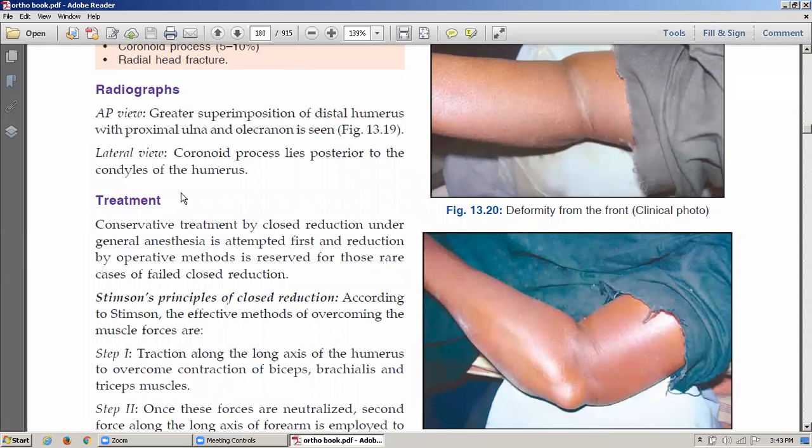So on radiograph, the AP view shows a greater superimposition of the distal humerus, the proximal ulna and the olecranon. And in the lateral view, the coronoid process lies posterior to the condyles of the humerus.